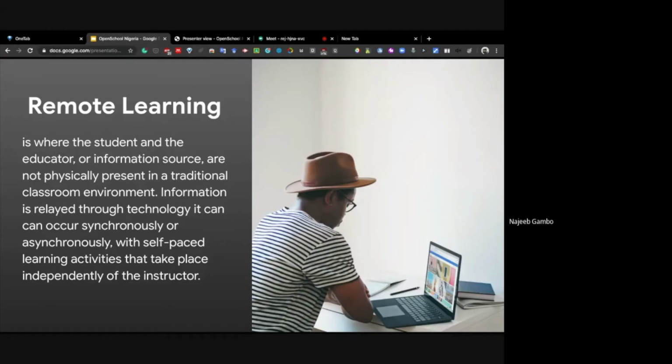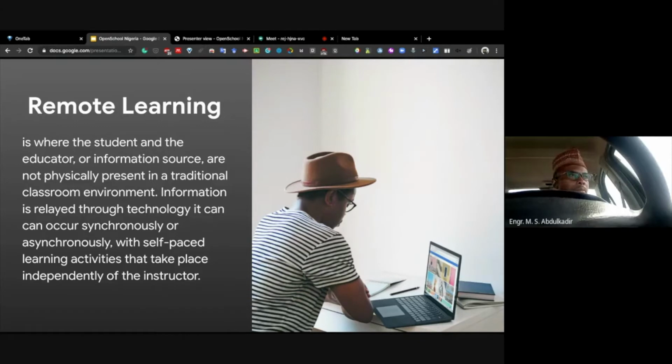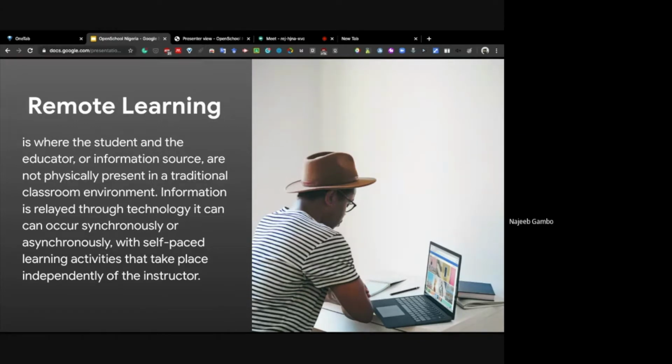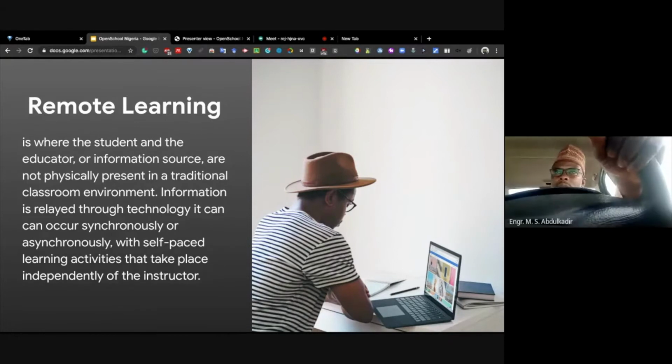However, before we start, I think there is need for some of us to understand the difference between when we are talking about remote learning and that of blended learning. When we talk about remote learning throughout this presentation, we mean a situation where students and educators or information sources are not physically present in a traditional classroom environment. Information is relayed through technology. It can occur synchronously or asynchronously with self-paced learning activities that take place independently of the instructor.